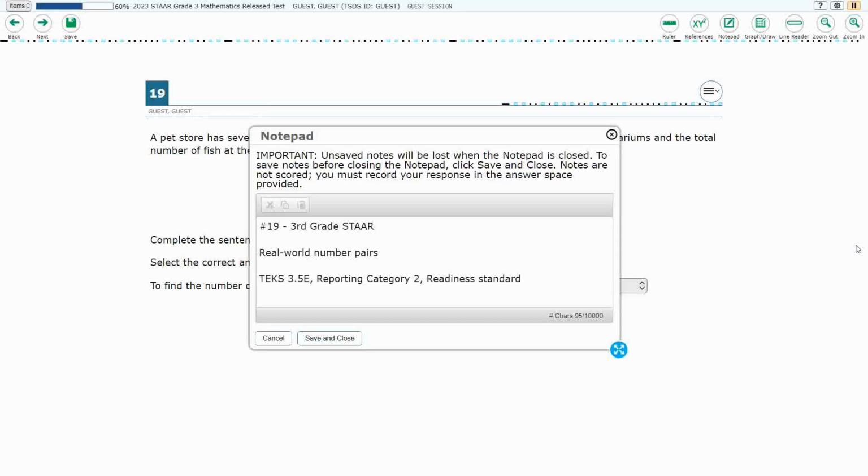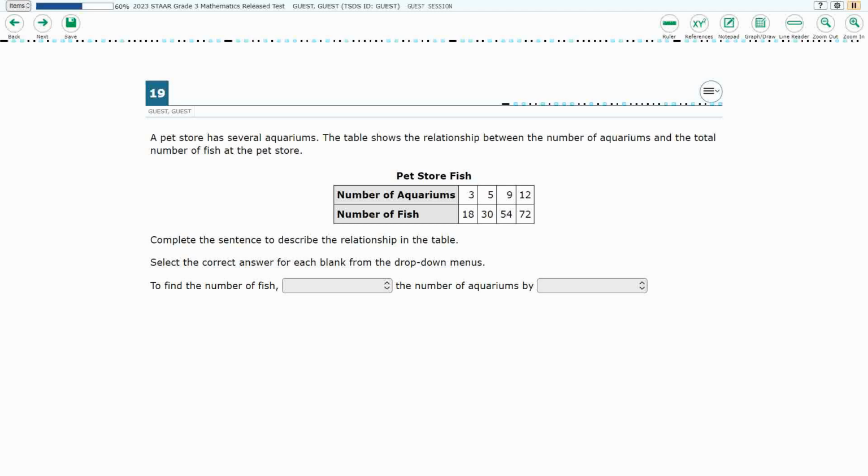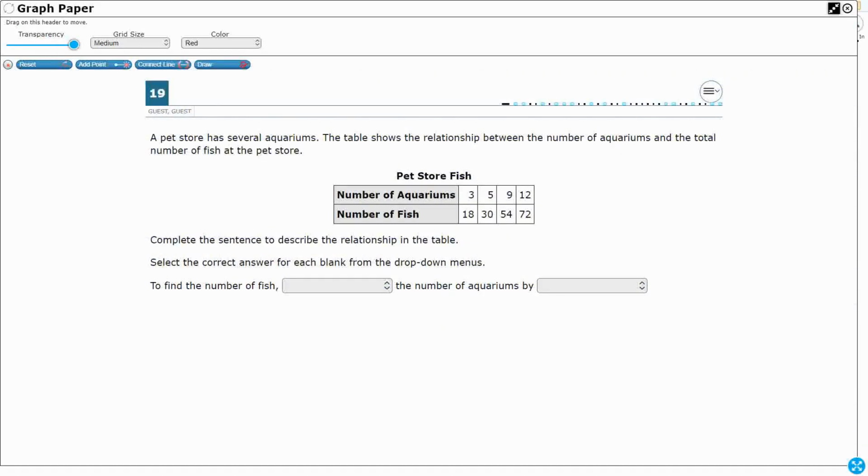For number 19, we are looking at real-world number pairs. This is TEKS 3.5e, a readiness standard in reporting category 2. And so this is a new item type called inline choice. And so we see here we need to either add, subtract, or multiply. And then we get 6, 15, 2, and 12. So let's take a look at what they're asking us to do here.